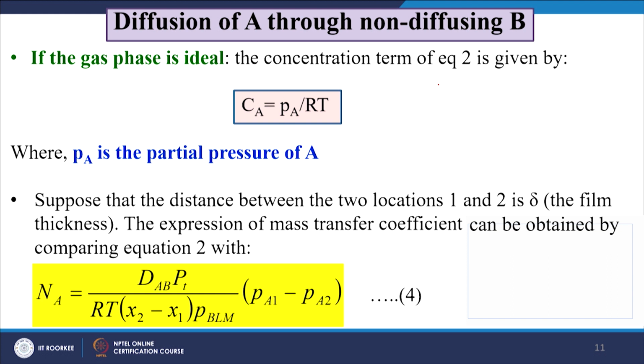Now suppose that the distance between the two locations A and B is delta, the film thickness. The expression of mass transfer coefficient can be obtained by comparing equation 2 with this: Na is equal to DAB Pt over Rt into (x minus x1) PBLM into (Pa1 minus Pa2). That is equation number 4.